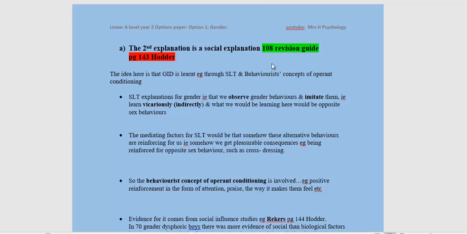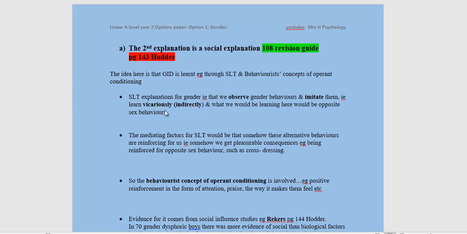Okay, so what is the social explanation? The idea here is that gender identity disorder is learned. So social means that it's learned through the environment, really, through perhaps social learning theory and also the behaviorist concepts of operant conditioning. Remember, those two are separate.